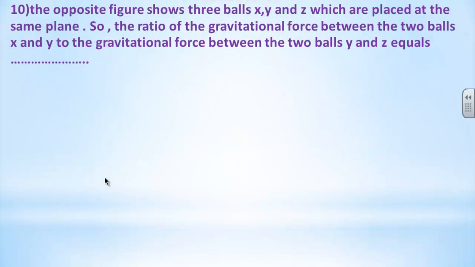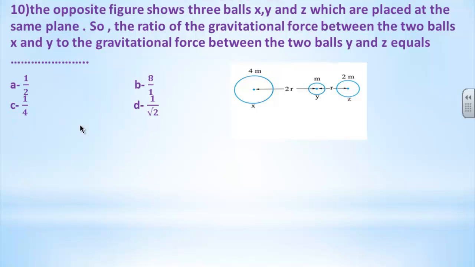10. The opposite figure shows 3 balls X and Y and Z, which are placed in the same plane. So the ratio of the gravitational force between the 2 balls X and Y to the gravitational force between the 2 balls Y and Z equals: A. half, B. 8 over 1, C. quarter, D. 1 over root 2.